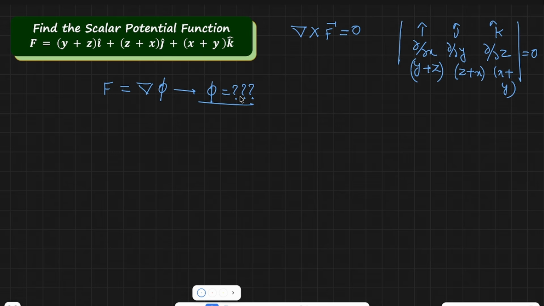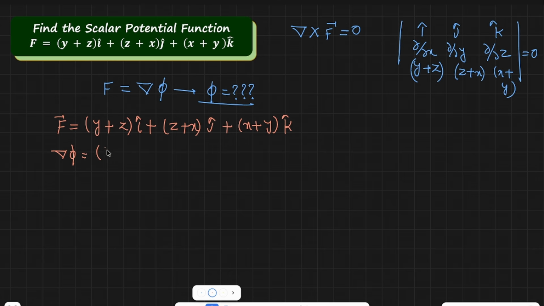How to find out this phi? The problem is that this is a reverse process. From the derivative we are getting this, so we have to find the integral. To find the integral, what will we do? We will write down this F, and I'm going to share a trick with you. F is y plus z i cap plus z plus x j cap plus x plus y k cap. Now what to do? You replace i with dx, j with dy, k with dz.